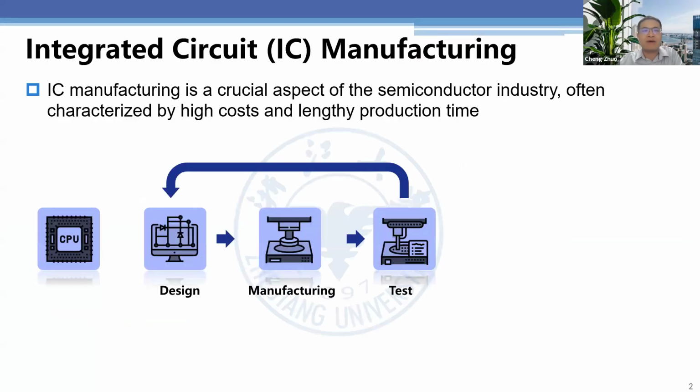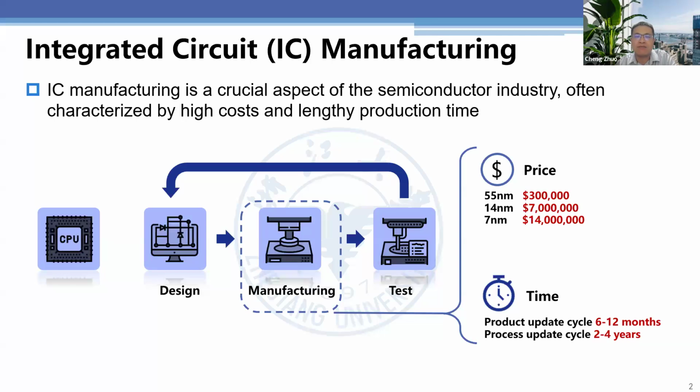IC manufacturing actually is a very crucial aspect of the semiconductor industry. This is a typical IC product flow. You can see we have design, manufacturing, and test. If the products cannot meet the specified specs, it will go back to modify the design. Typically, this process, especially the manufacturing, is very expensive, and the production time is also very lengthy.